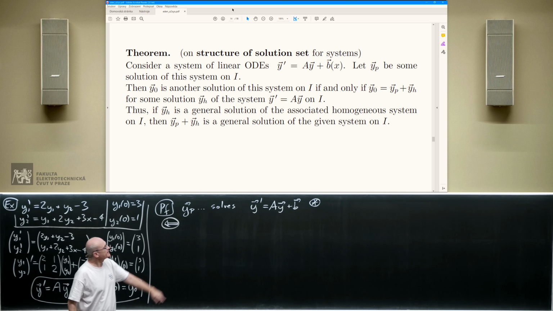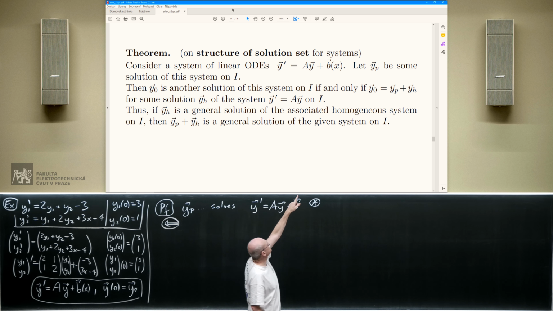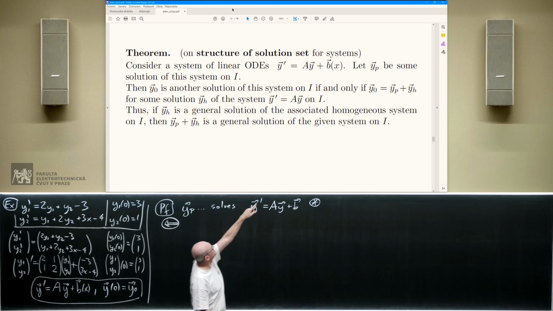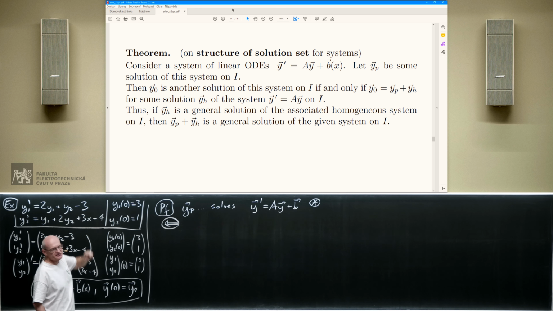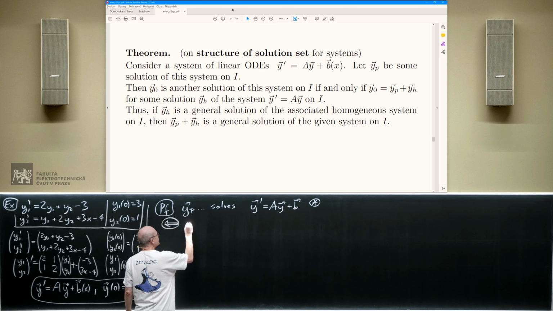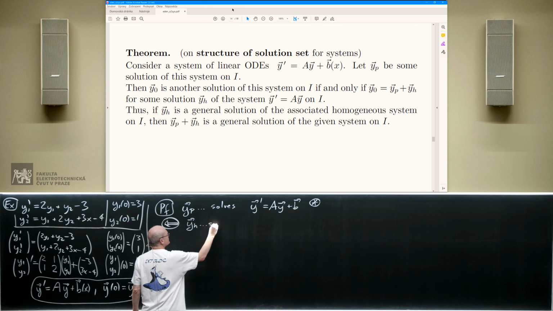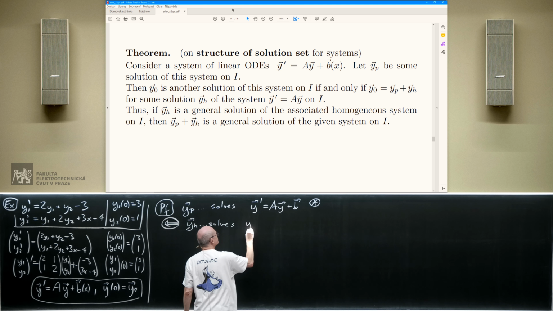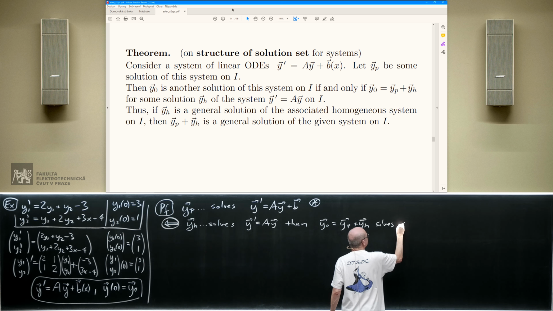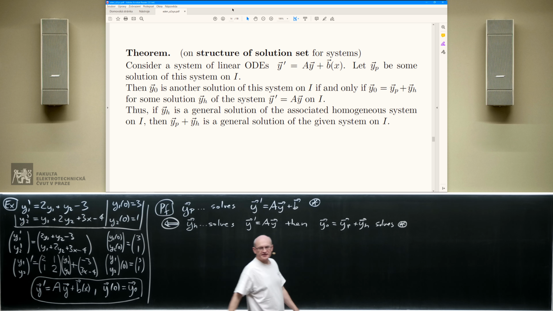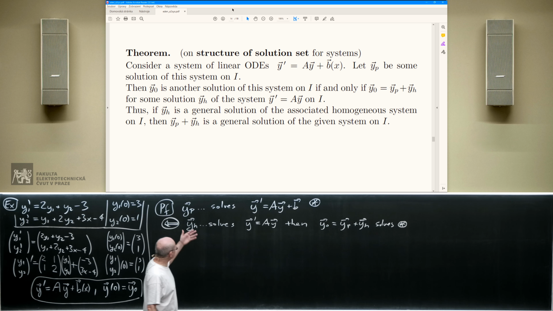And it tells me, if you create a new function, y naught, using the formula, then reading backwards, this y naught must be a solution. So here is my claim. I take yh, which solves the associated homogeneous equation, then y naught, which is obtained by a shift of yh, solves equation star. How can I tell? How do I prove this claim? I simply take my function y naught, substitute into the equation, and I see whether it works.